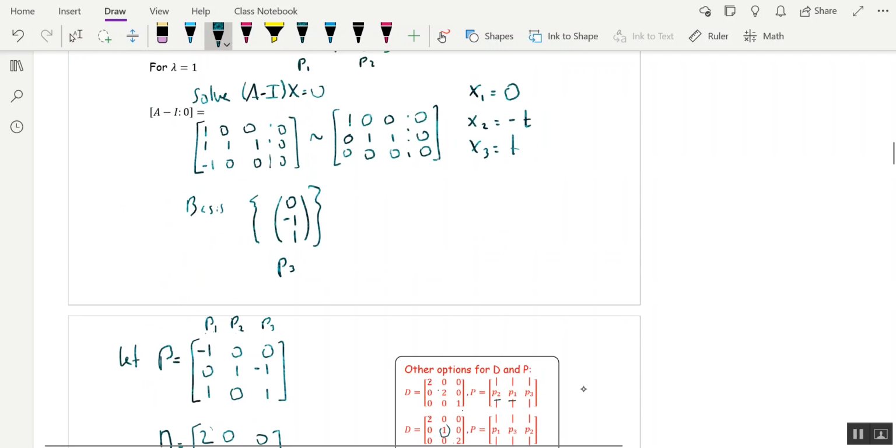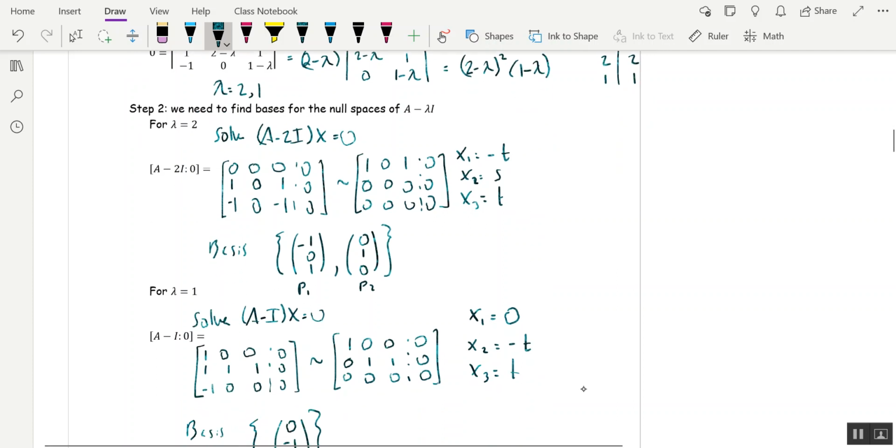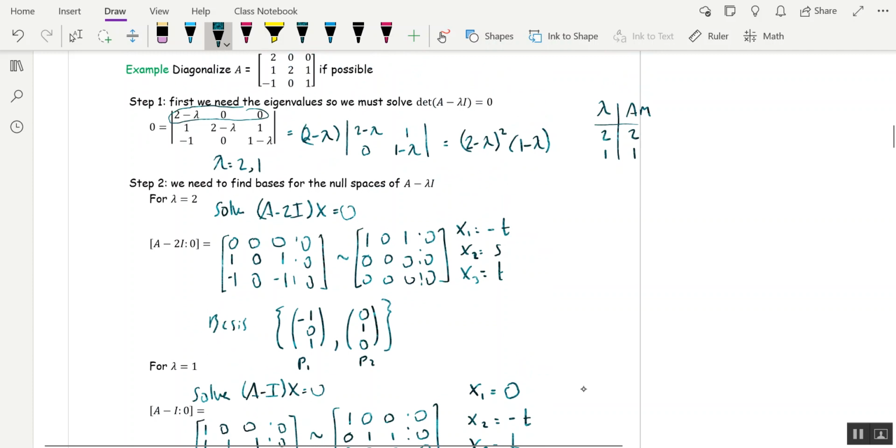notice that this matrix was diagonalizable, and it's because it had 3 linearly independent eigenvectors. And another way to check is the AM equal to the GM. The AM of lambda equals 2 was 2, because that was the exponent up here. The GM was also 2 because we found 2 basis vectors.